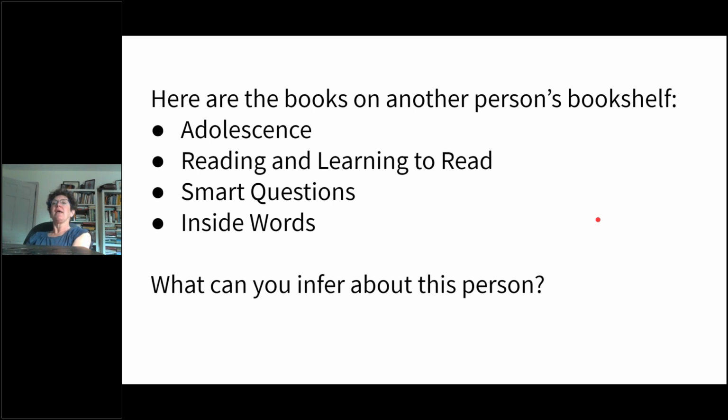So here are the books on one person's bookshelf. These are the titles: Adolescence, Reading and Learning to Read, Smart Questions, and Inside Words. What can you infer about this person? What does adolescent mean? Teenagers. When you are an adolescent, you are a teenager. Okay. Smart questions. That they are smart, and they like to read.